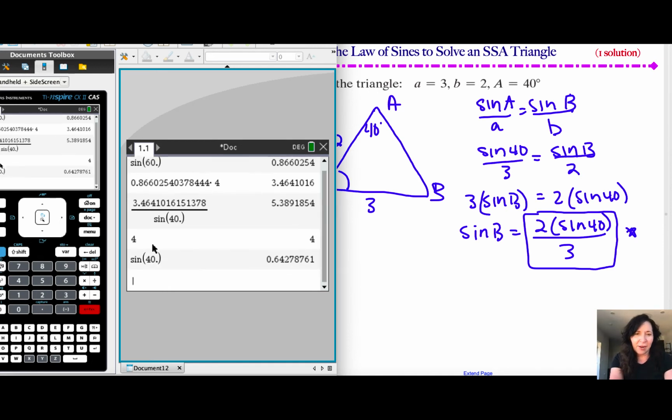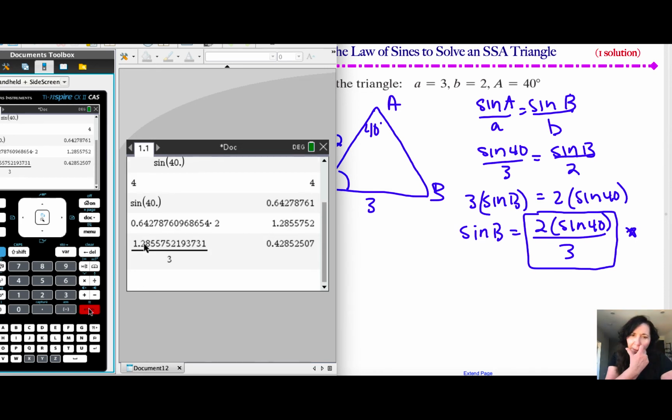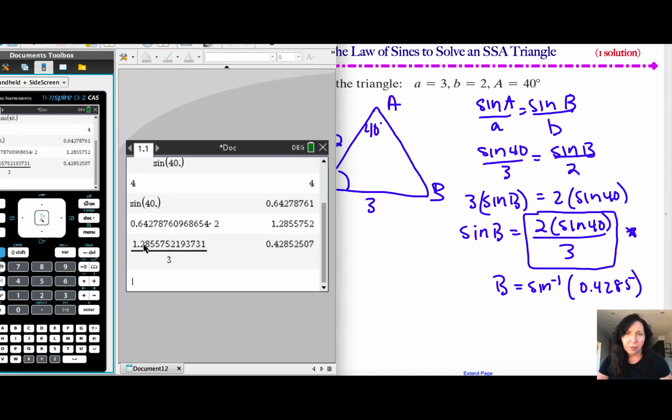Okay, we get sine of angle 40 is that. I'm going to multiply by 2, and I'm going to get that. And now I'm going to divide by 3. And what I end up getting is about 0.4285. So what this tells me is that angle B is equal to arc sine of 0.4285. And definitely round up if it needs to be rounded up. Does it need to be rounded up? No, not in this case.